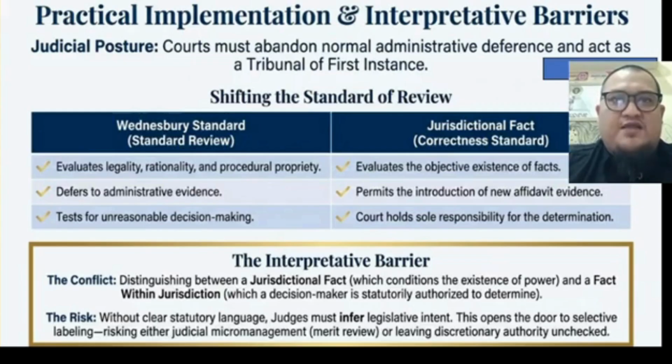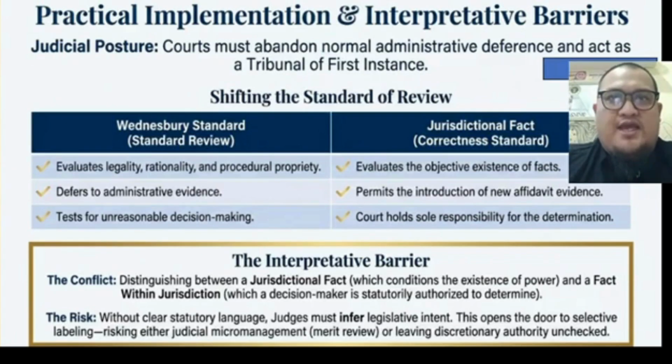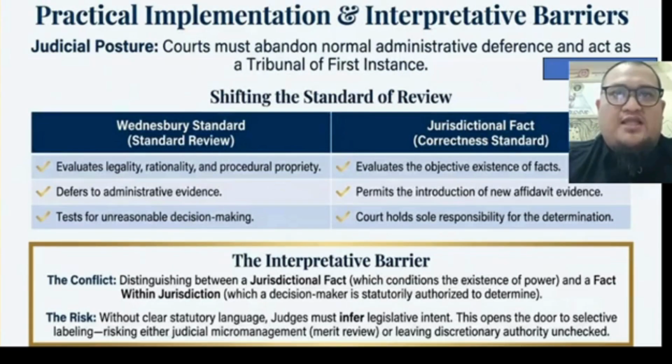However, there is an important difficulty. The court must distinguish between a jurisdictional fact, which determines whether the authority has power to act, and the fact within jurisdiction, which the decision maker is authorized by statute to determine. When the legislation is unclear, the court may need to consider the purpose and context of the statute. This creates a balance between controlling administrative power and avoiding excessive judicial intervention.